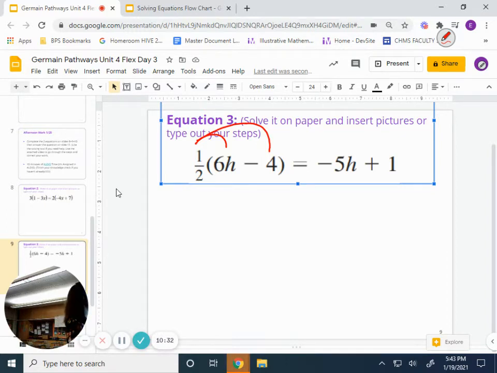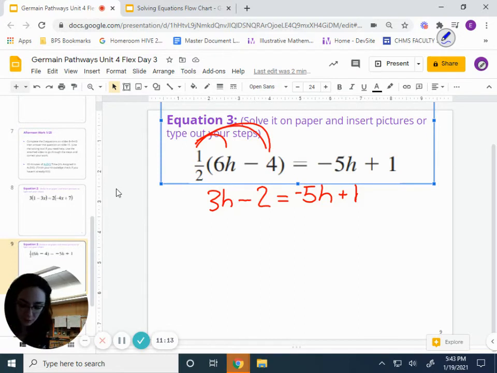So half of 6 is, oh my gosh, you're right, 3h. 1/2 of -4 is, half of 4 is, oh my gosh, you're right, 2. But it's going to be a negative because a positive divided by a negative is a -2 is equal to -5h plus 1. Okay, so just like we did last time, we have to get our x's to one side, looking for that smaller x, or h in this case. I want you to take 3 minutes again to solve this guy here, and then we're going to come back together and go through it.